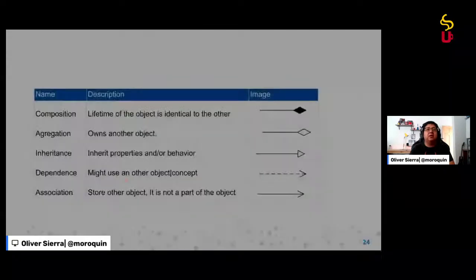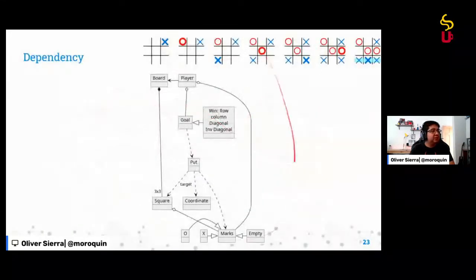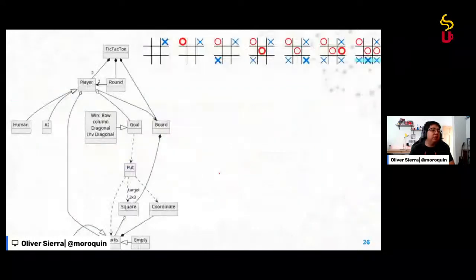And we are going to talk about the domain model. We are starting to create the domain model of the tic tac toe here. We can say that tic tac toe is composed of players, rounds, and a board. And a round has two players, and a player has a specification. We can have a human and an artificial intelligence or whatever, and a player also aggregates a mark, because the player needs to know what mark is assigned to them, and the player has many goals.